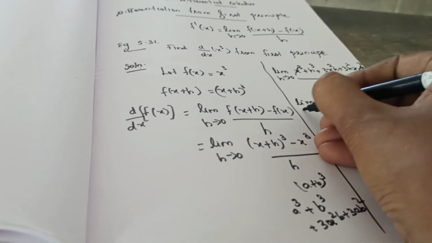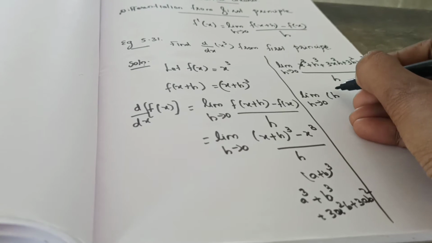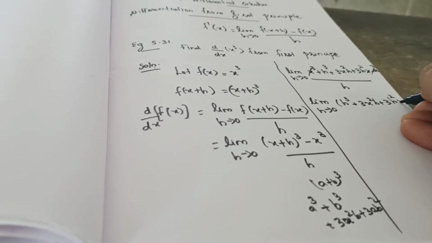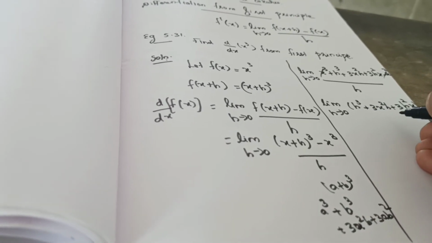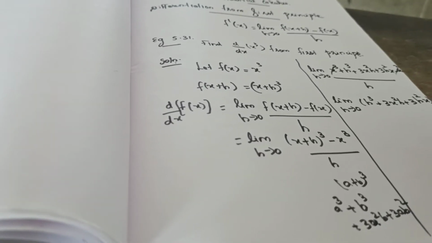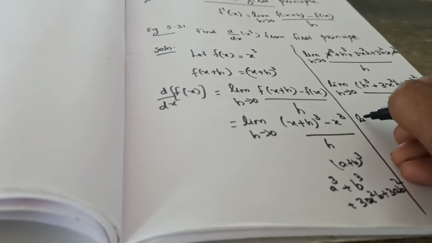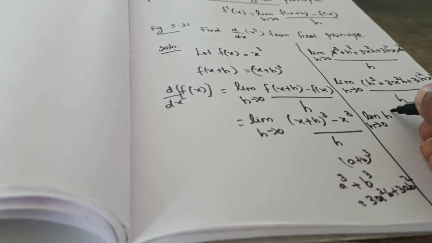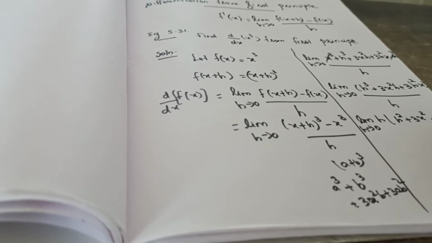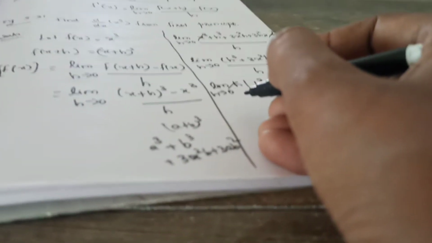So what's the balance? Limit h tends to 0 h cube plus 3x square h plus 3h square x is the balance. Now you apply h tends to 0. Okay, so h tends to 0 you need to apply. Before that, can I take anything out and cancel? So h, limit h tends to 0, I am taking h outside. So what's the balance? h square plus 3x square plus 3x h, divided by h. So h and h we can cancel. Understand? So h and h you can cancel.